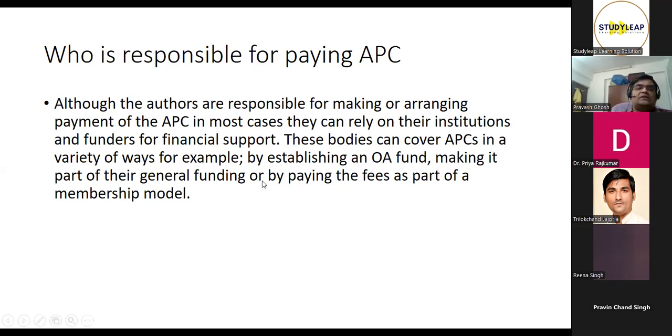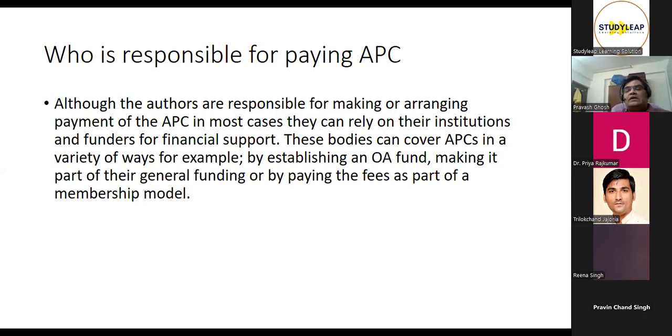Although the authors are responsible for making or arranging payment of the APC, in most cases they can rely on the institutions and funders for financial support. Suppose you could get a funding agency. Who will fund your research? They will give your APC.